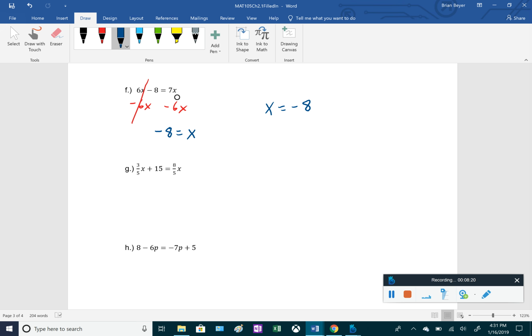So we always want to get all the variables on one side, all of the constants on the other side. And in this case, we recognize that if we subtracted 6x, we would get 7x minus 6x, which would give us our 1x that we're solving for.